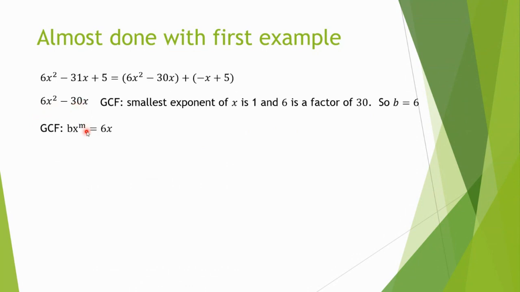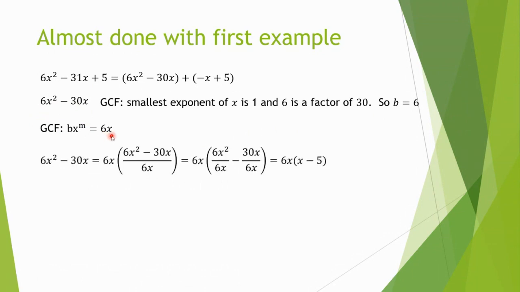Again, m is the smallest exponent of x, which is 1 in this case. B is the greatest common factor of the coefficients. So in this case, we get 6. Okay, that's great. So remember, once you get the GCF, what do you do? You factor it out. And that's what I'm doing here. Again, same story, right? Put it out in front, you divide into each term.